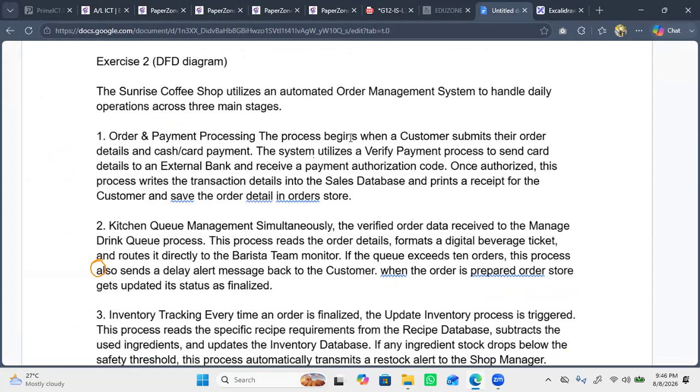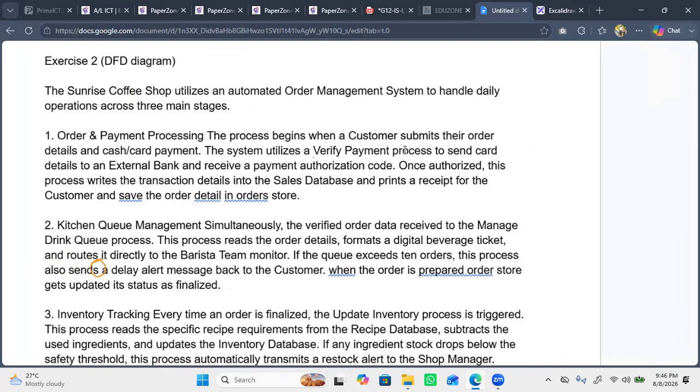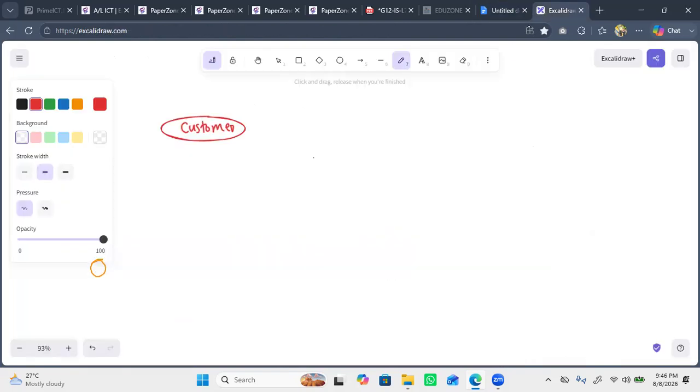The process begins when a customer submits their order detail and card payment detail. The system utilizes a verify payment process. Understand this, verify payment is a process. Now, how to draw a process?